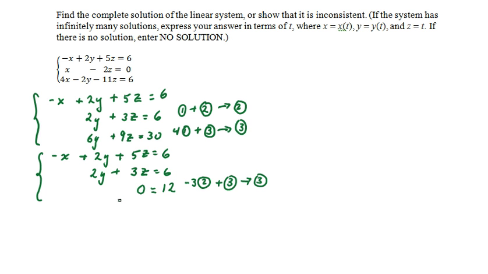0 equals 12 is always false. It's called a contradiction. There is no solution, and therefore the system has no solution. So, no solution, the system is in fact inconsistent.